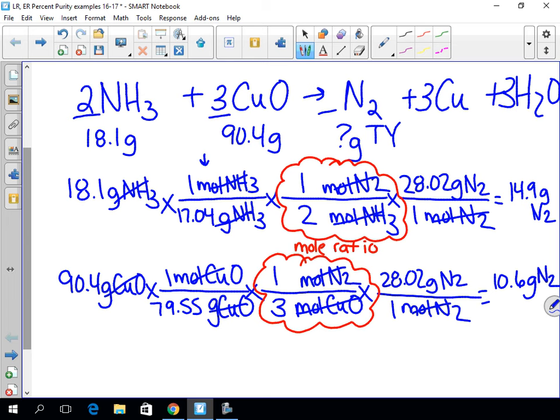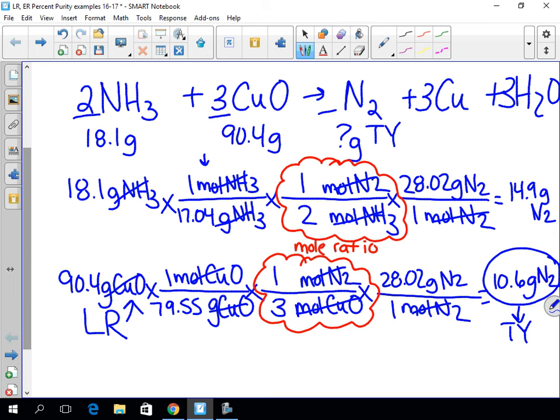Well, the theoretical yield is always based off of the limiting reactant, that thing you run out of first. In this case, the way you find the correct answer is whichever one's smaller, 14.9 or 10.6. Our 10.6 is our smallest, so that's our theoretical yield. It's kind of weird because it's the smaller number, but it's the maximum amount that we can make based on our limiting reactant, which in this case is our copper oxide.